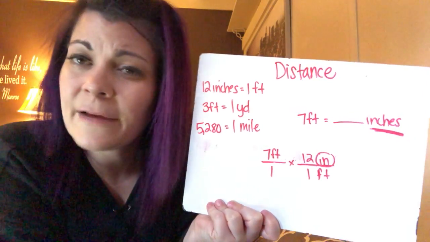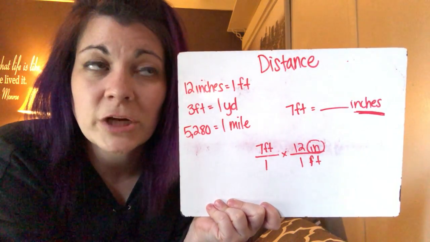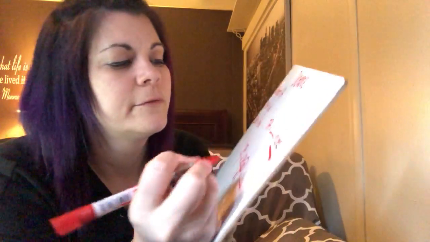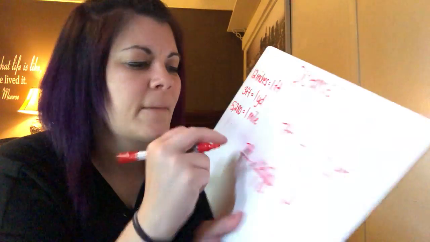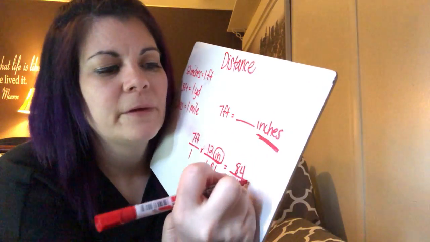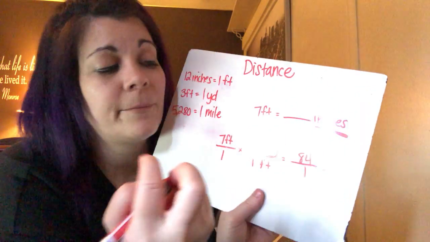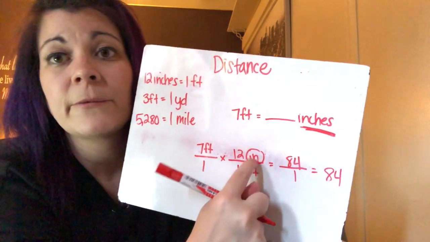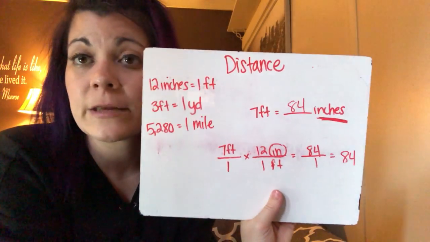And then it's just like multiplying fractions. If you don't know how to multiply fractions, go watch my video. And then we can just multiply fractions. 7 times 12 is 84, and then 1 times 1 is 1. Well, anything over 1, 84 divided by 1 is just 84. And we know this is in inches because that was our last thing that we did. So 7 feet equals 84 inches. And that's how we convert. Let's do another one.